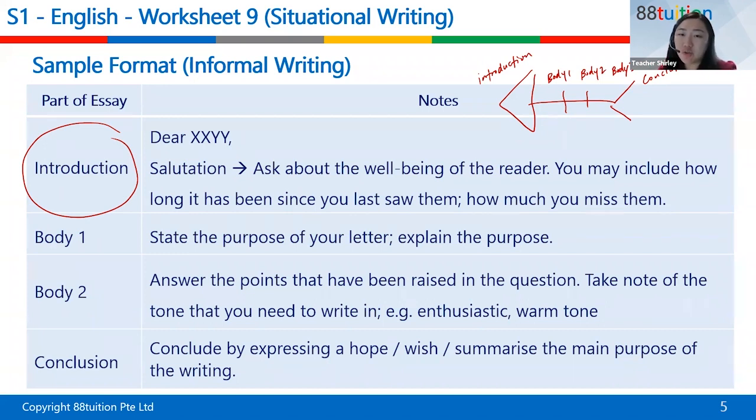There must be a certain structure so that it's more organized. Your ideas flow very well, and transit very well. So this is the format generally for informal writing. If it's a letter or even an email, there should be a salutation. Salutation means dear so and so. And of course, because it's informal, you can actually ask for well-being. How are you? I've missed you so much from the last time we've met. Because it's informal, it's usually for people whom you are close with.